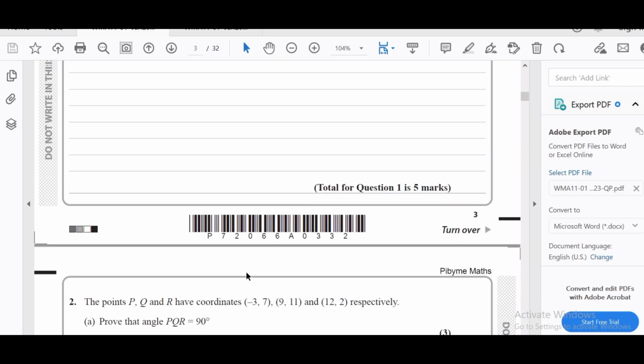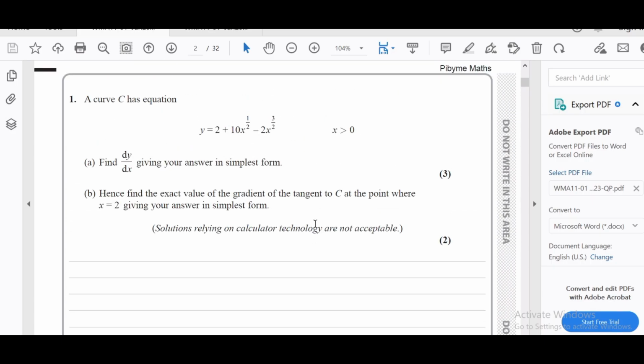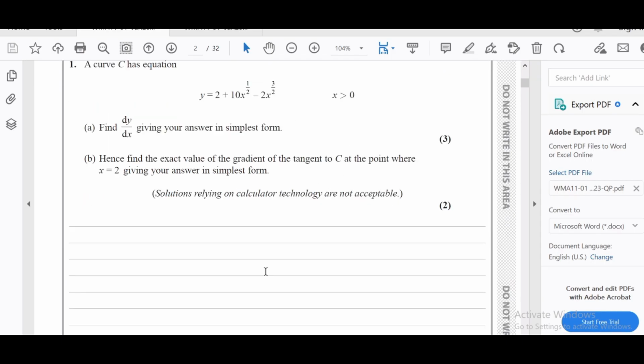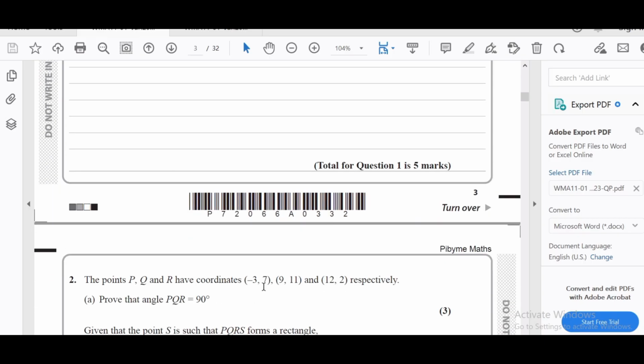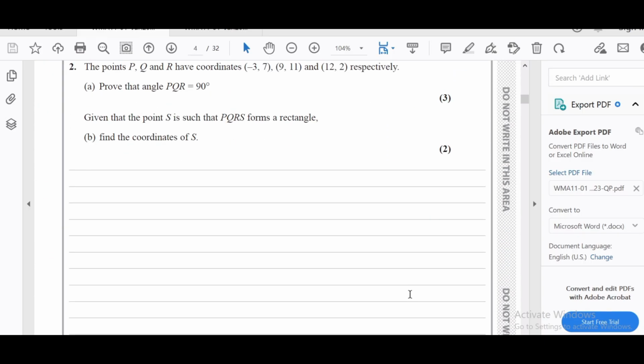You see how many blank pages? Just for a 5 mark question you have 2 whole pages, right? Do not write the answer in between the question. Even though you have space here, do not write the answers here. You need to write it in the lines provided. And then question number 2 all the way to question number 11.